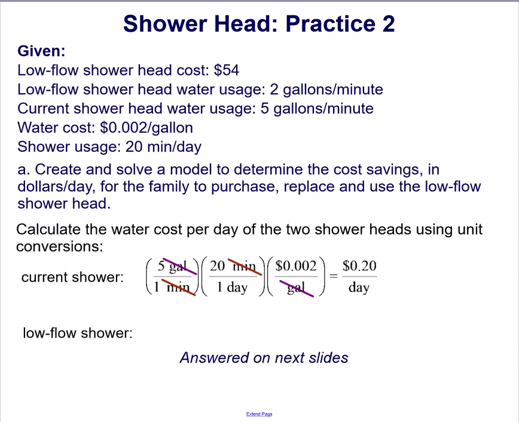We cancel out our units, gallons with gallons, minutes with minutes, and we are left with dollars per day. Performing the arithmetic by multiplying across the top and multiplying along the bottom, and dividing, we end up knowing that the cost for the current shower head is 20 cents per day, or $0.20 per day.